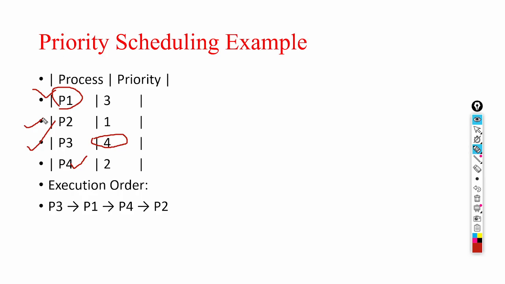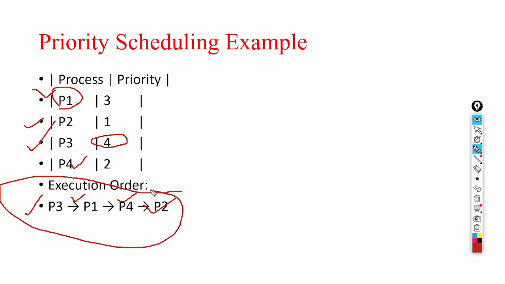The scheduler always checks the priorities before assigning the CPU. So which one will be assigned the CPU first? P3, because it is the highest priority. Then what is the next highest priority? P1, so it will be assigned the CPU. Then P4 and then P2. This is the execution order for priority scheduling.